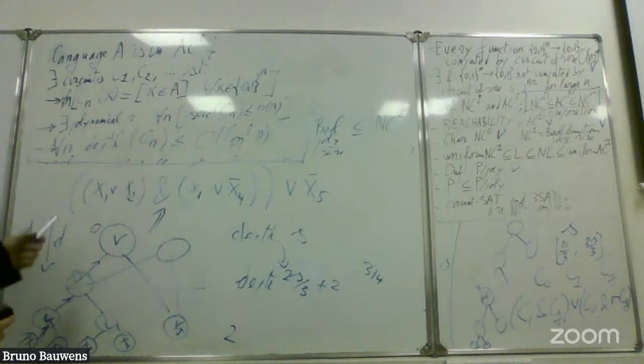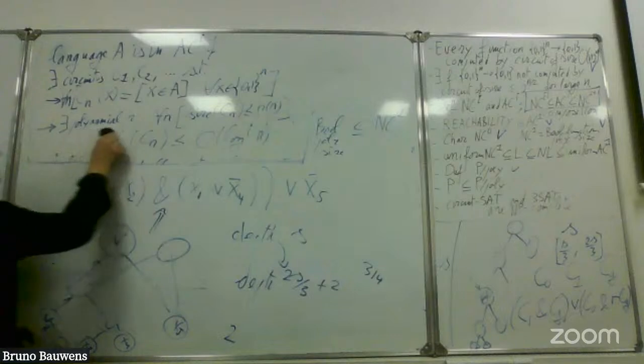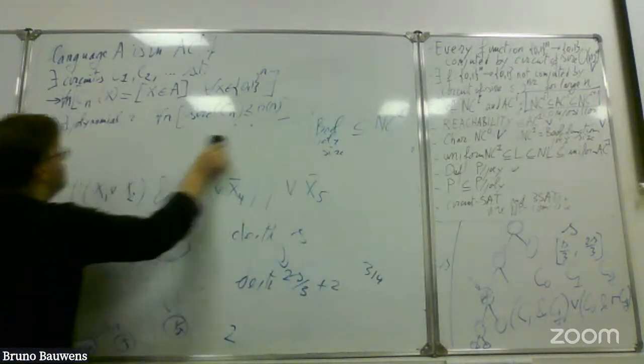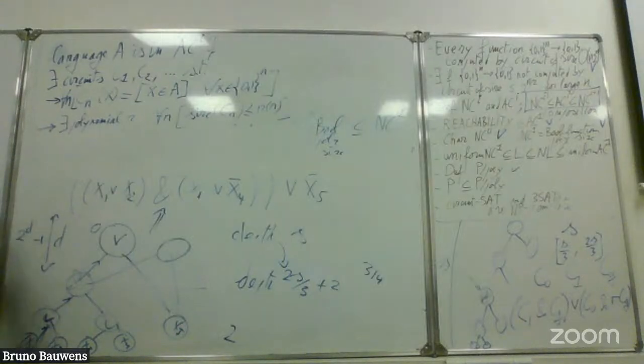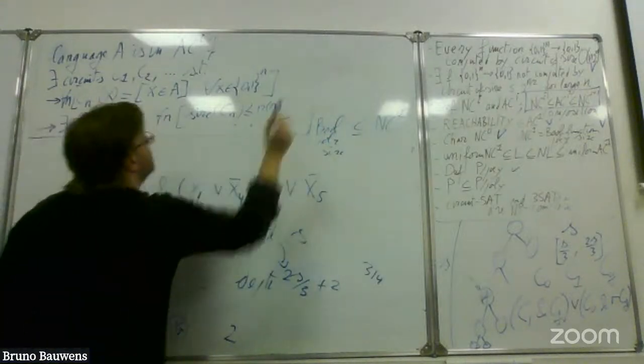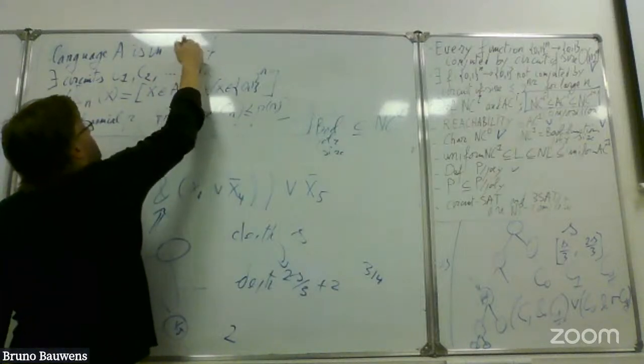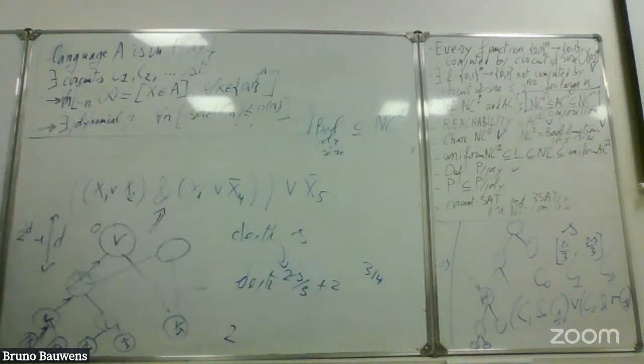Okay, and the definition is basically on the board because we just drop this for the depth. And so we have no restrictions on the depth. So this is P/poly. So that was fast.